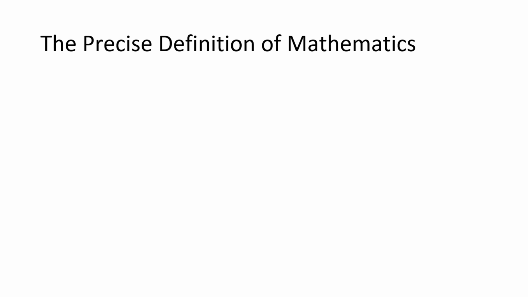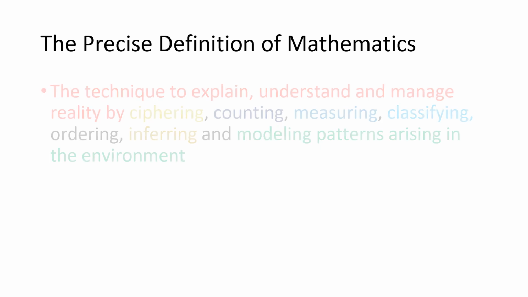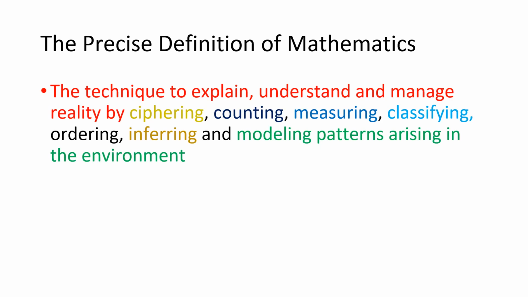So this is a critical definition because in life we use mathematics as techniques to explain, understand, and manage reality by ciphering, counting, measuring, classifying, ordering, inferring, and modeling patterns arising in the environment. So it doesn't matter who you are or what you do, you satisfy this precise definition of mathematics by the majority of this vocabulary.